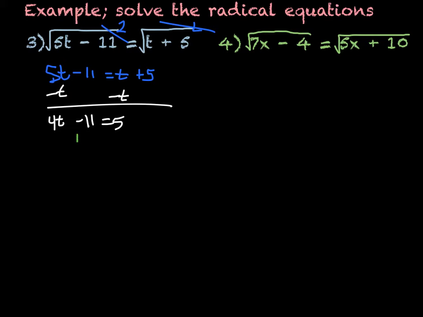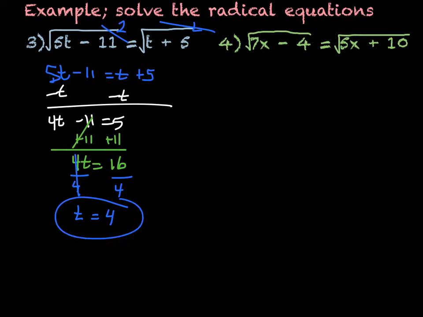And then I'm going to add the 11 over, giving me 4t equals 5 plus 11 is 16. Finally, I divide by the 4, and t equals 16 divided by 4 is 4. So that would be your final answer.